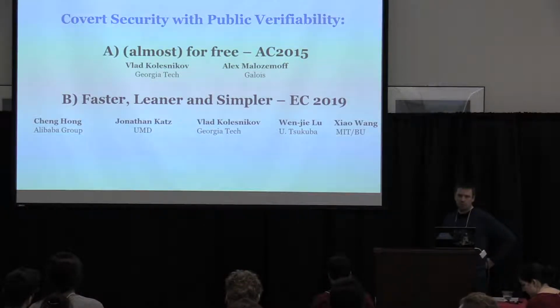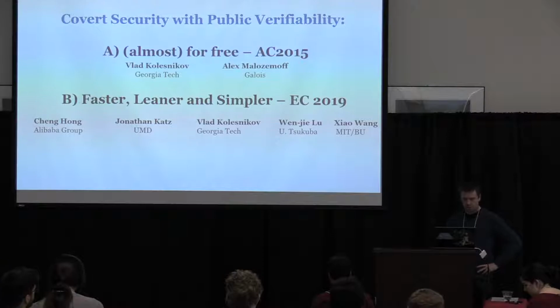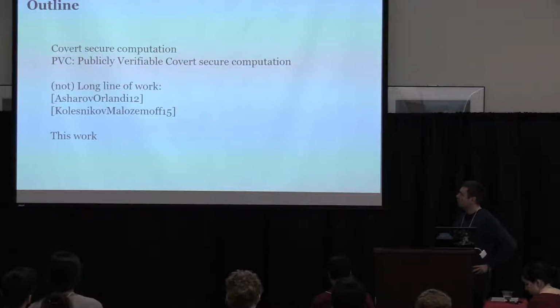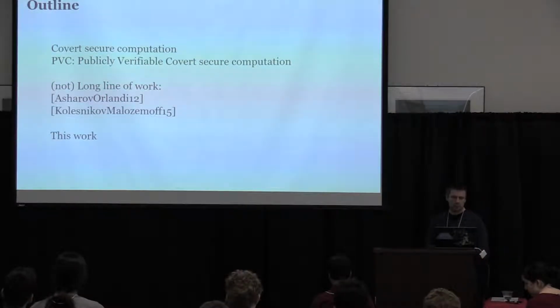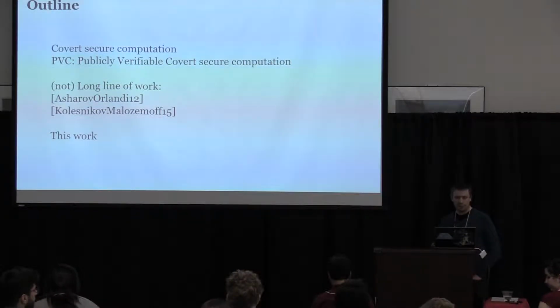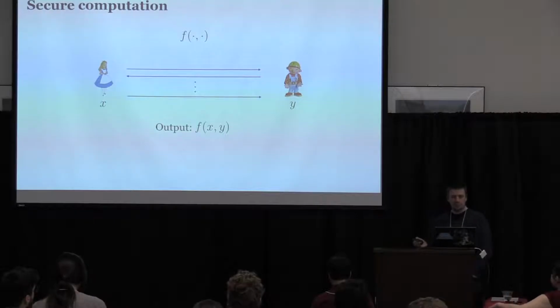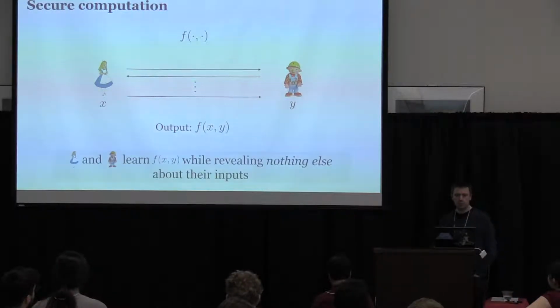Covert security, people know what it is. It's a slightly different model, and I'll explain it. There is not a very long line of work in this model. To me, that's a little bit surprising because I think the problem is really well motivated, and I'll motivate it as I describe it. So okay, it's obviously inside the area of secure computation.